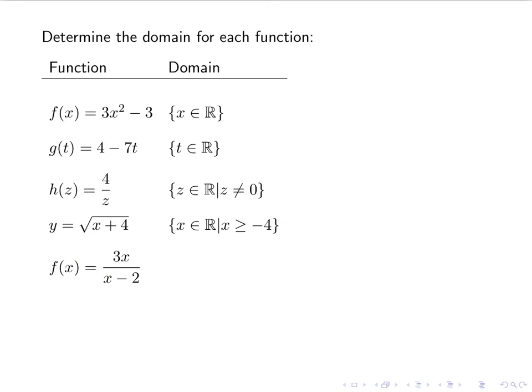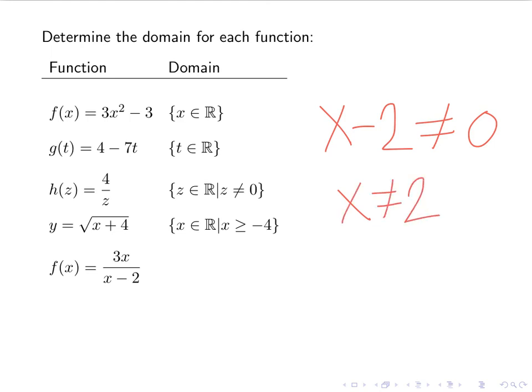Okay. f of x equals 3x divided by x minus 2. So again, here we have a fraction, and we know that our denominator cannot be 0. And again, just like with an equation, I want to solve this by adding 2 to both sides. So if x minus 2 cannot be 0, then x cannot be 2.